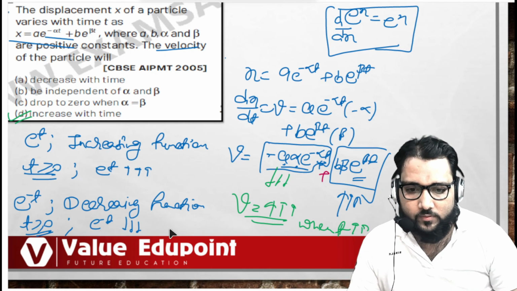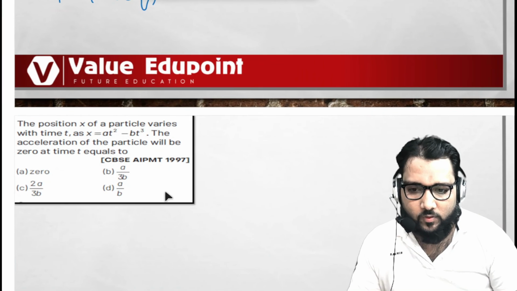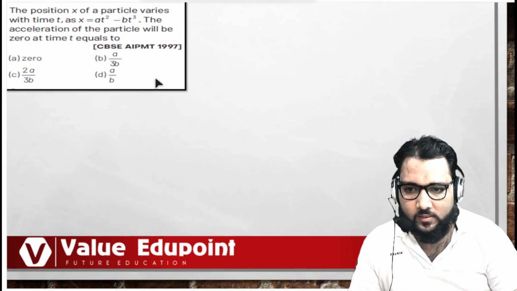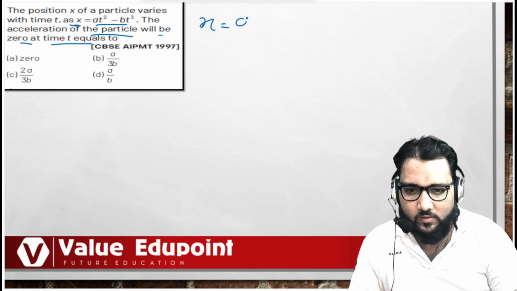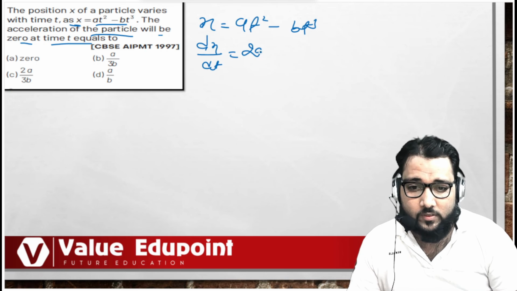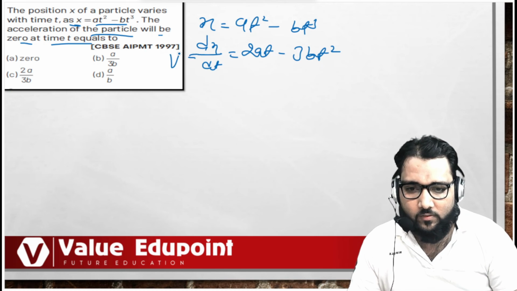Is it okay, guys? So without delaying, we are going for the next problem. Again, x is given in terms of time. The acceleration of the particle will be 0 at time t equals to what? So first of all, x is a t square minus b t cube. We take differentiation. This will come out to be 2at minus 3bt square. This is the velocity. Again we differentiate.